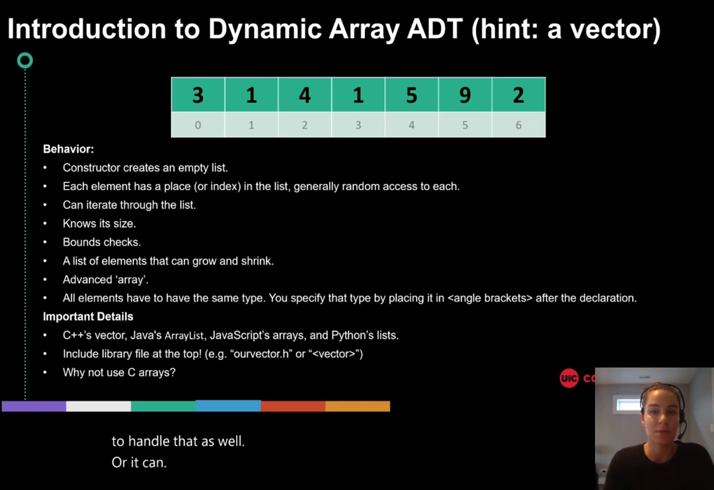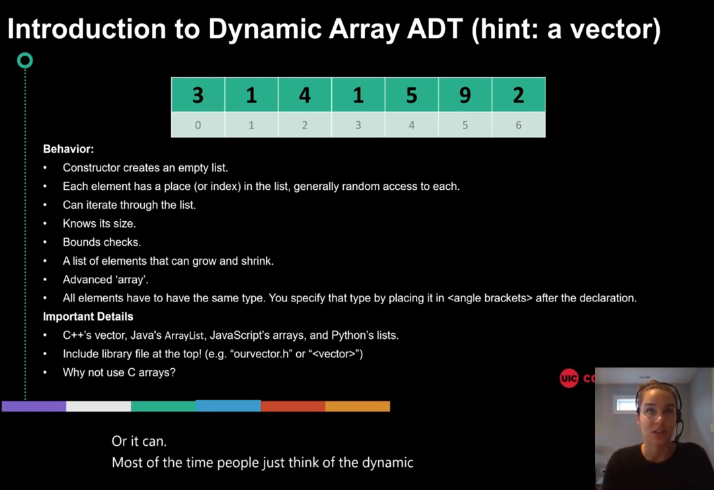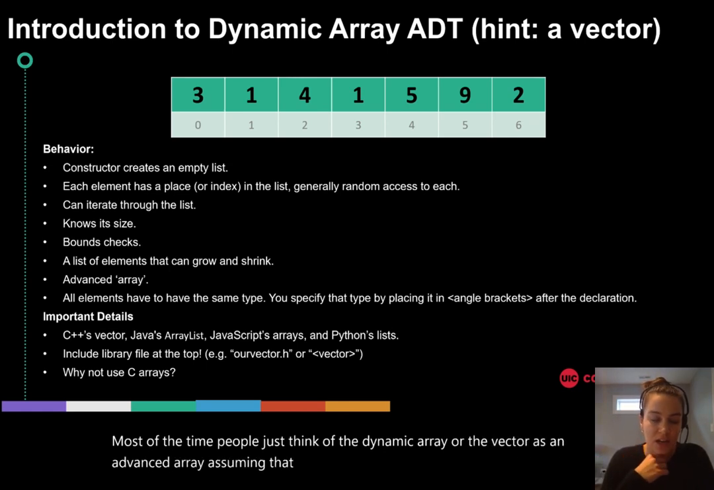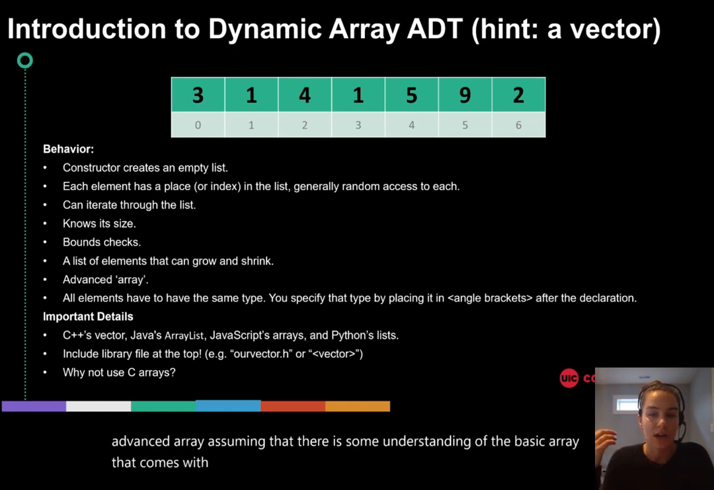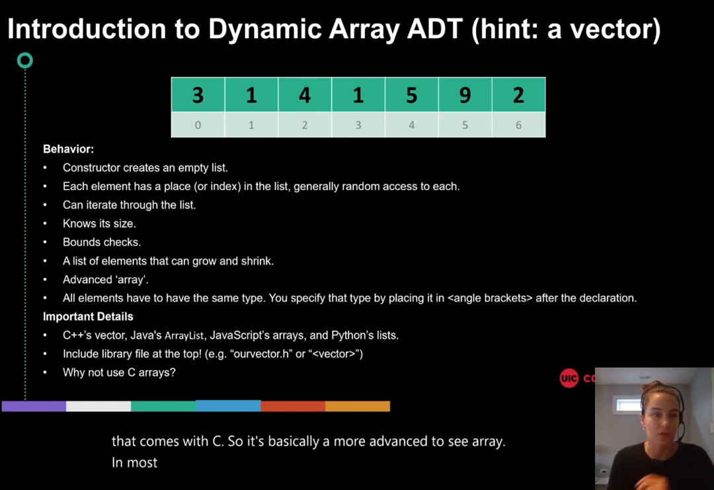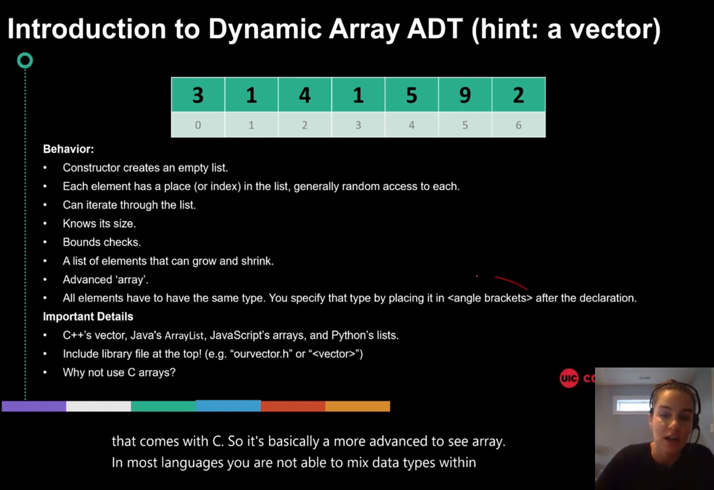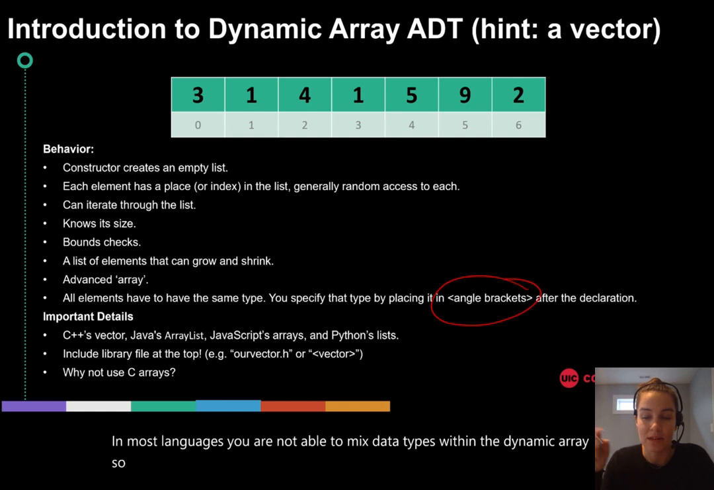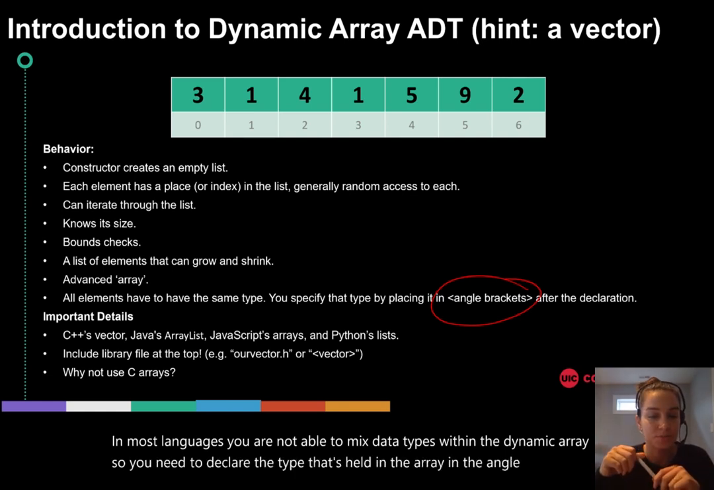Most of the time, people just think of the dynamic array or the vector as an advanced array, assuming that there is some understanding of the basic array that comes with C. So it's basically a more advanced C array. In most languages, you are not able to mix data types within the dynamic array, so you need to declare the type that's held in the array in the angle brackets after the declaration.